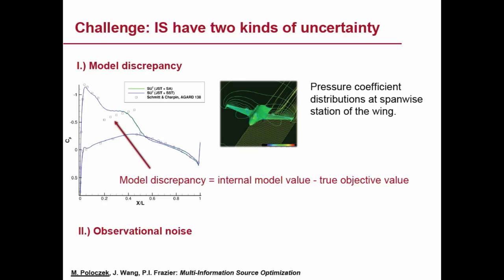The second type of uncertainty occurs when we observe the internal model value. This is just observational noise.